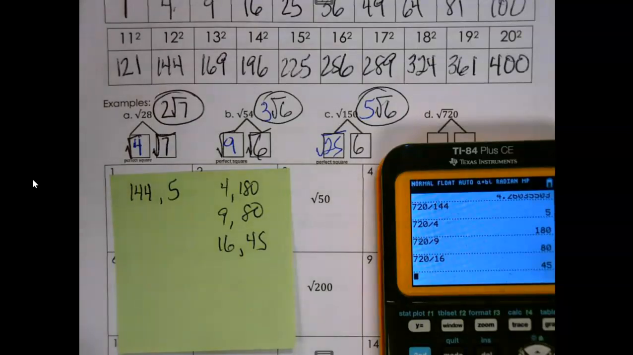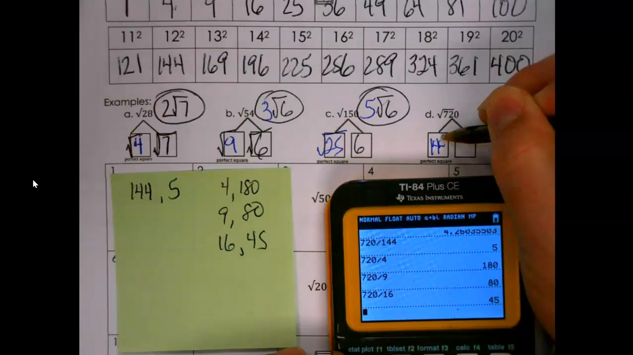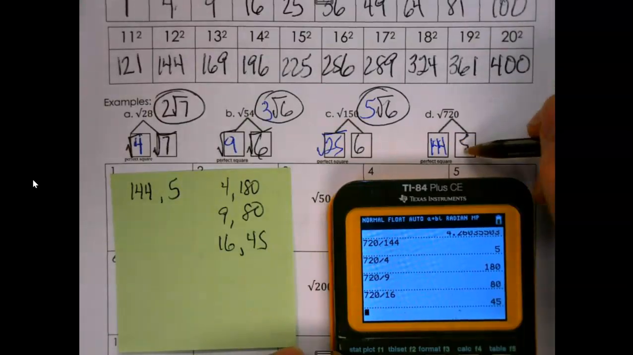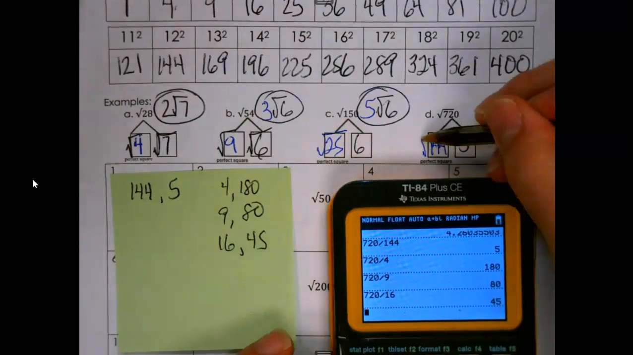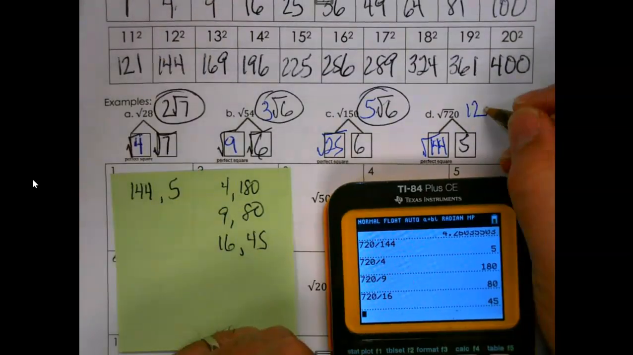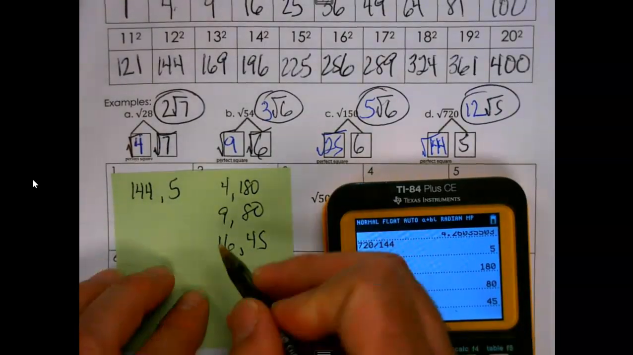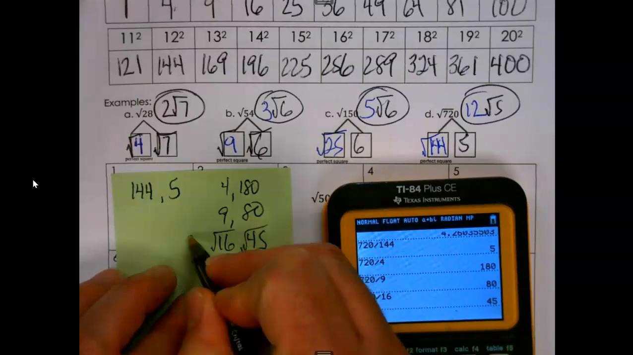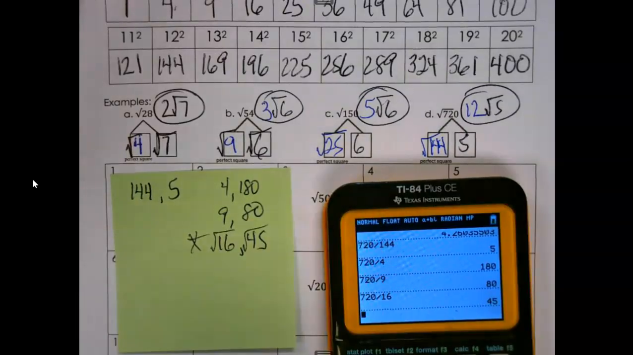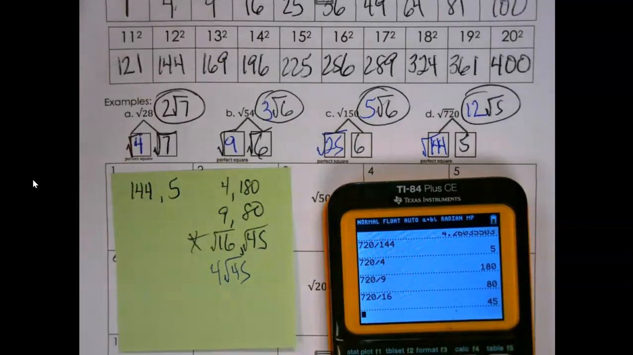Okay, let me explain why. The 144 and 5 is the one that we want. It's the biggest. Okay, we know that. Square root of 144 is 12, square root of 5. So here's the deal why I can't do the other ones. Let me use 16 for an example. If that was the one I'd picked, all right, square root of 16 is 4, 4 square root of 45. Here's the problem.